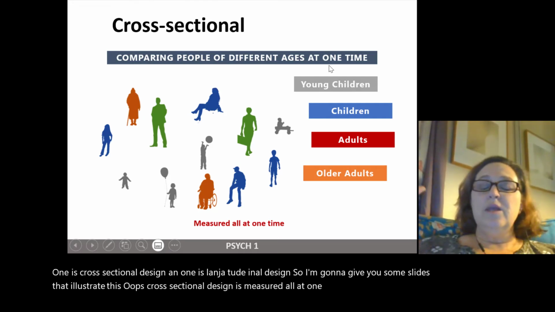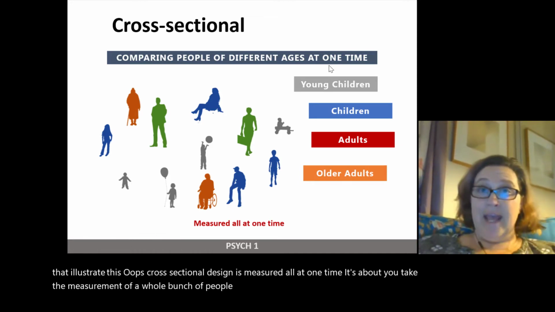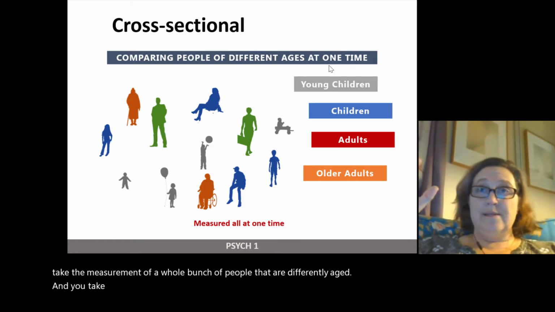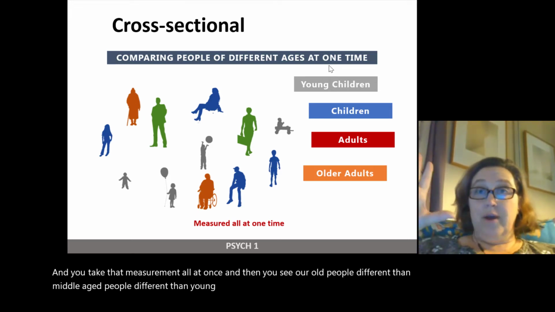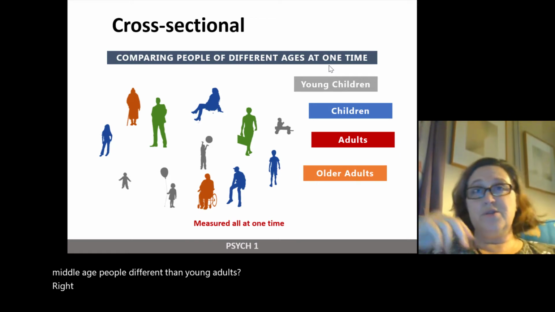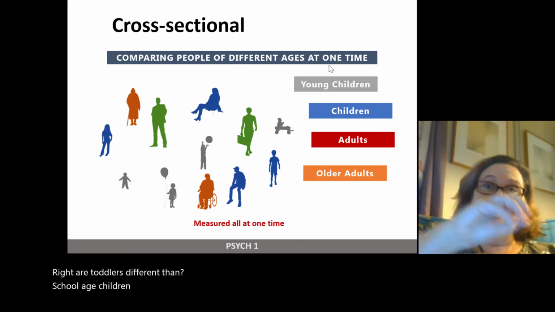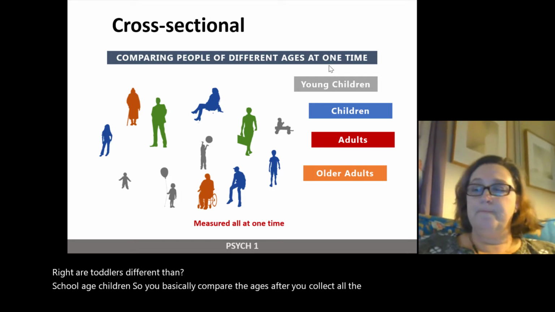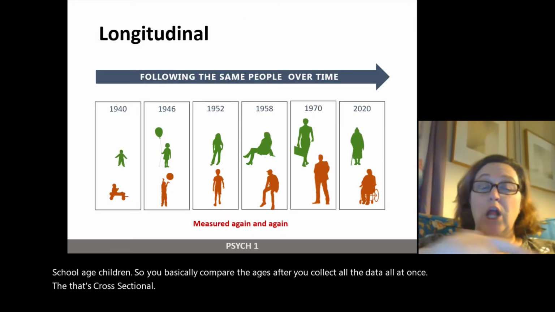You take the measurement of a whole bunch of people that are differently aged, and you take that measurement all at once, and then you see, are old people different than middle-aged people, different than young adults, right? Are toddlers different than school-age children? So you basically compare the ages after you collect all the data all at once. That's cross-sectional.